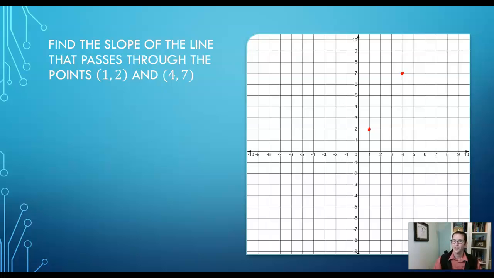If I'm going to count this doing a typical change in y over change in x, I know that I'm going up 1, 2, 3, 4, 5 units. And I'm going to the right 1, 2, 3 units. So that's going to give me a slope of 5/3.